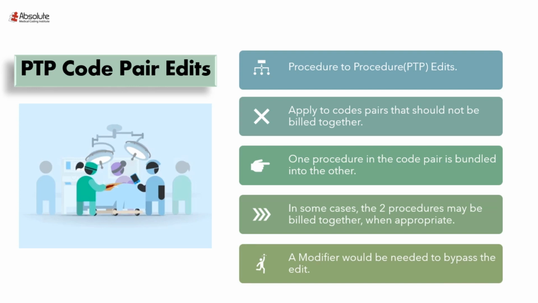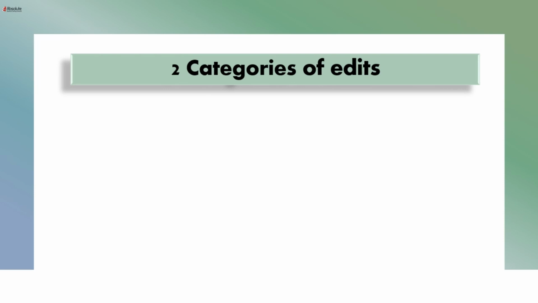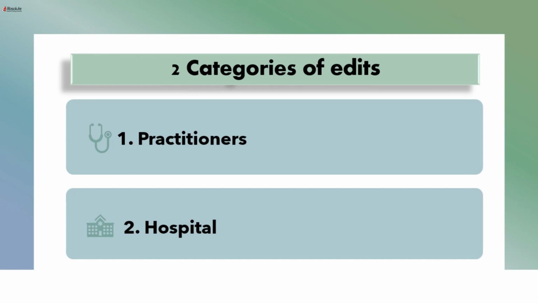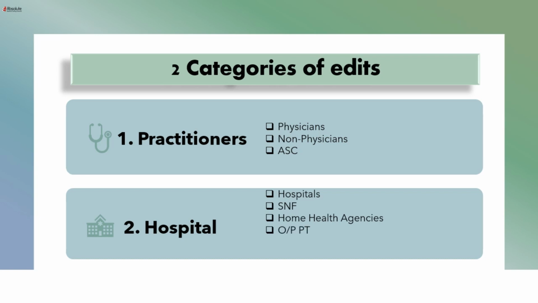Now, if you can report these two procedures together and it is appropriately documented, a modifier would be needed to bypass the edit. Now, there are two categories of edits. We have edits for practitioners and edits for the hospital. The practitioners include physicians, non-physicians, and ambulatory surgery centers. And the hospital is hospitals, skilled nursing facilities, home health agencies, outpatient physical therapy, speech-language pathologists, and comprehensive outpatient rehabilitation facilities.